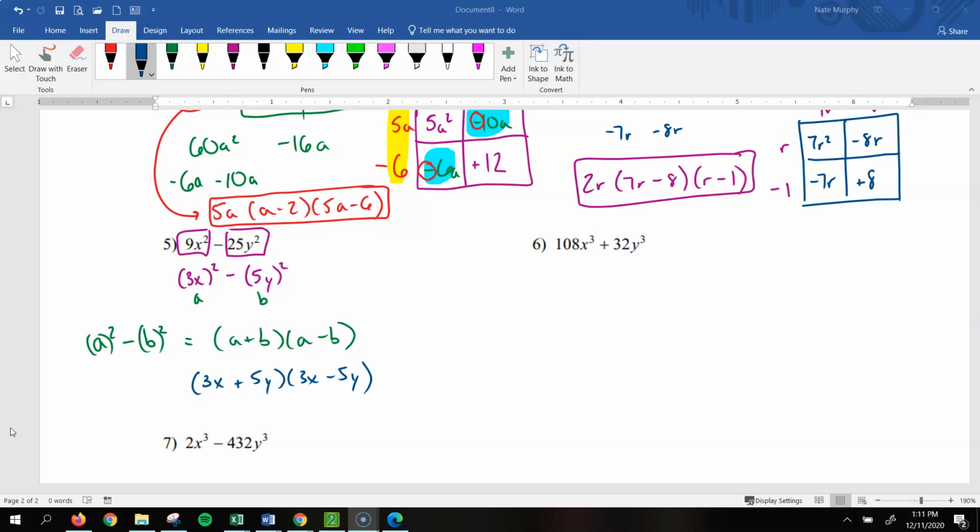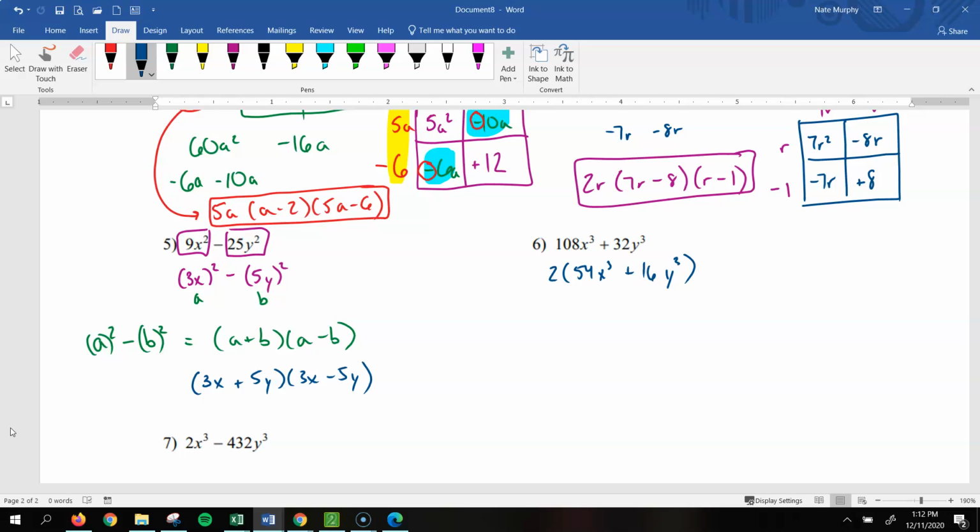Because remember, what's your first step? Your first step is to always look for a greatest common factor. Now, you want to be careful. Both 108 and 32 are divisible by 2, but let's just see what happens when we do that. If I factored out a 2 here, from 108, I'd get 54x cubed and 16y cubed. Well, still I'm stuck. Because what would I cube to get 54 and what would I cube to get 16? Well, I should notice that these are also still even.